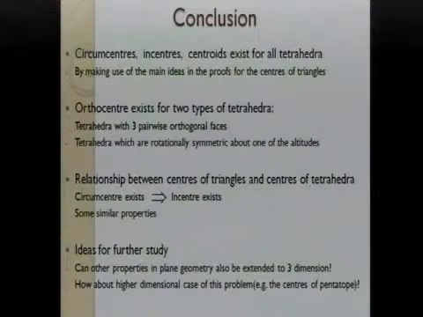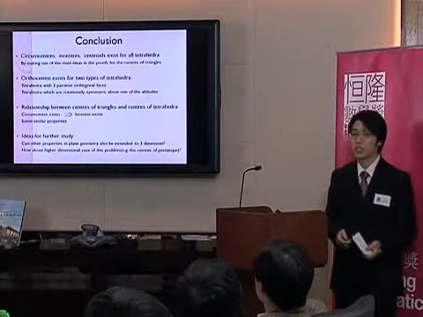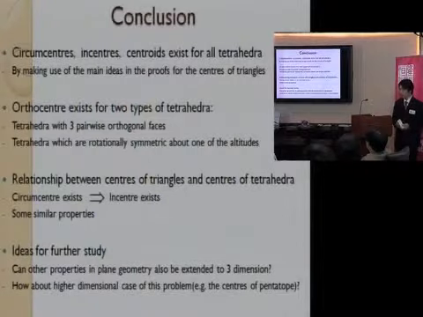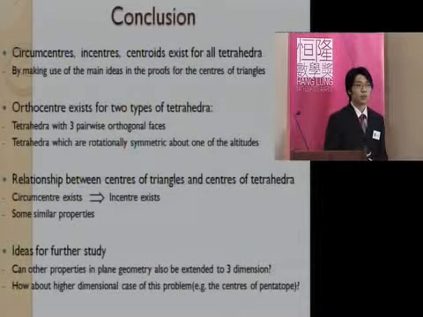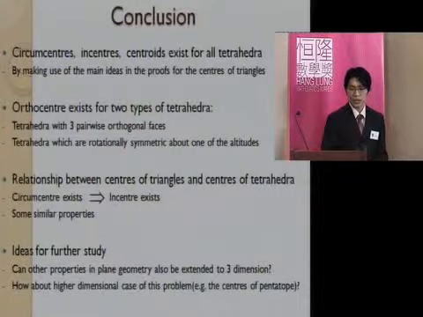And we come to the conclusion. Circumcenter, incenter, and centroid exist for all tetrahedra. We prove this by making use of the main ideas in the proofs for the centers of triangles. Also, we found that orthocenter exists for two types of tetrahedra. The first one is tetrahedra with three pairwise orthogonal faces, and the second one is tetrahedra which are rotationally symmetric about one of its altitudes.